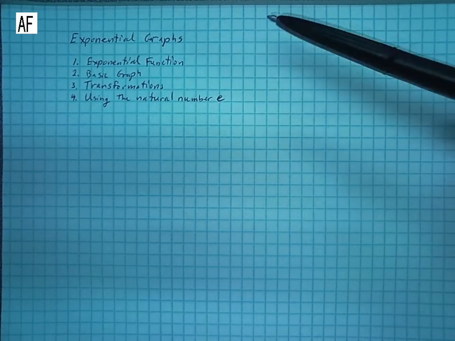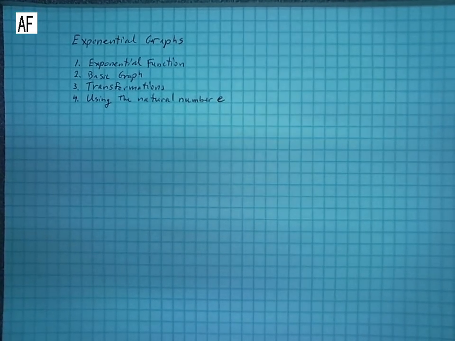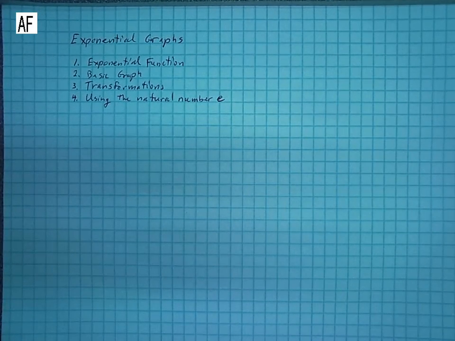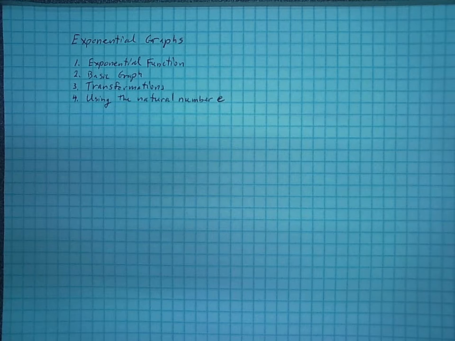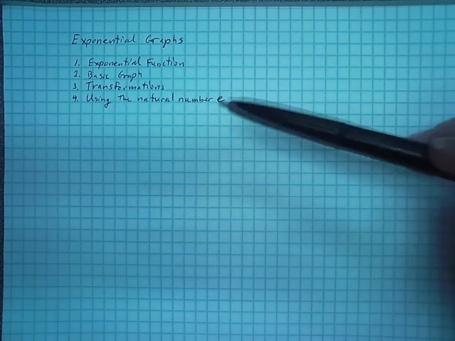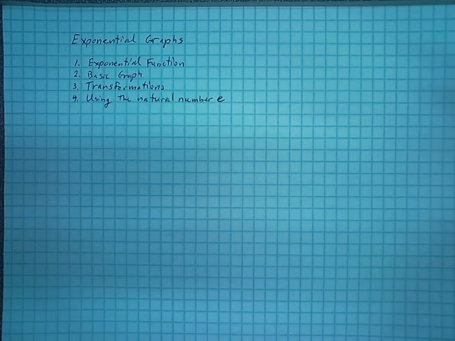But today, we're going to talk about what makes something an exponential function. We're going to look at the basic features of the exponential graph, both decay and growth. And then we're going to look at what happens when you transform that graph. Finally, I'm going to give you a couple examples where we actually use the natural number.